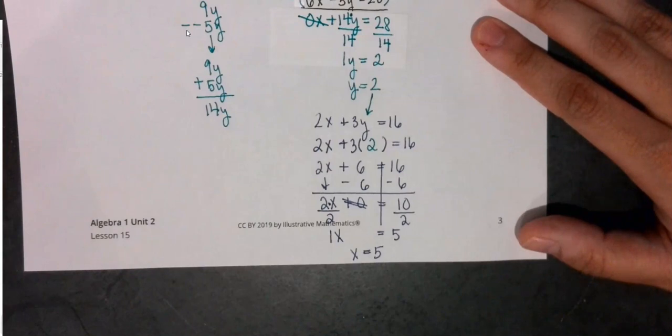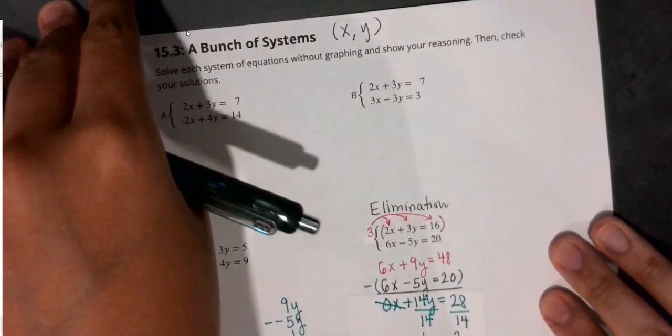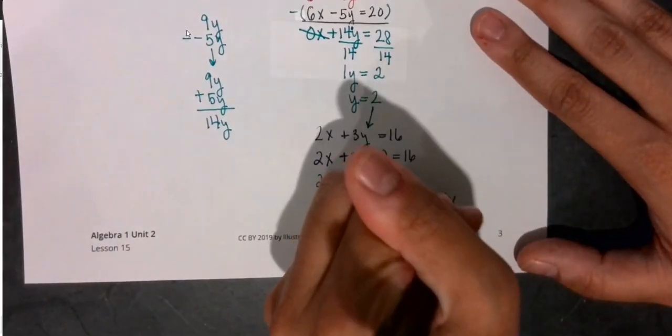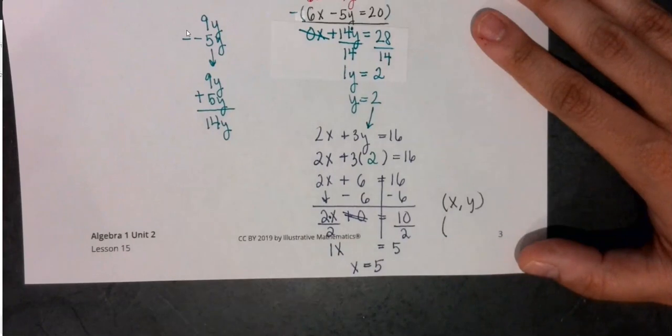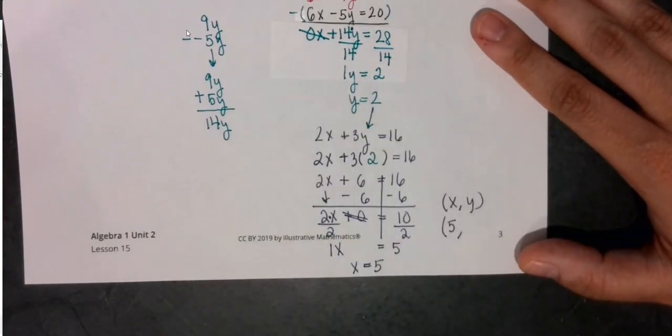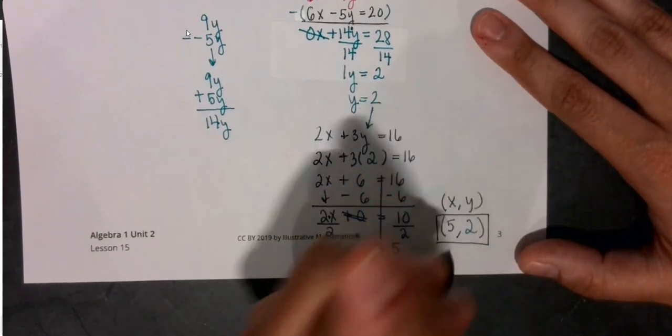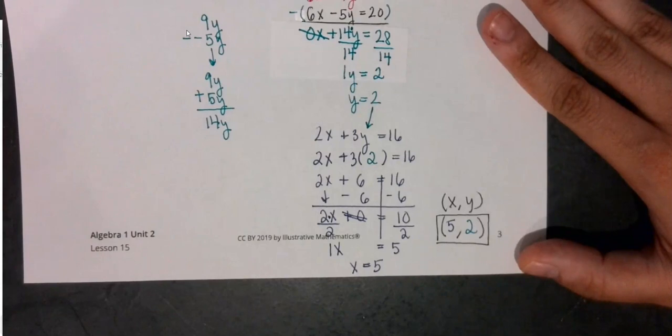The last thing I need to do is I just need to write my answer as a point, like we had up here, x comma y, alphabetical order. So I write my answer. I know my x is 5, so I'm going to write that first, comma, my y is 2, I'm going to write that second, and this is the solution to this system of equations.